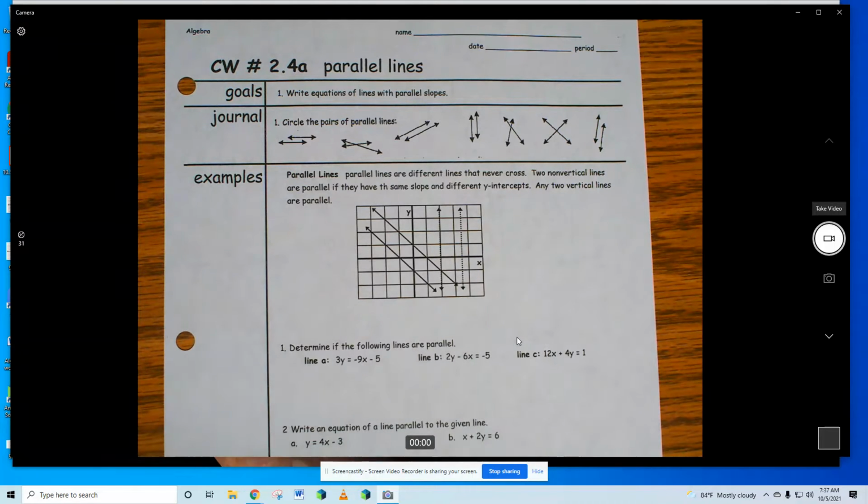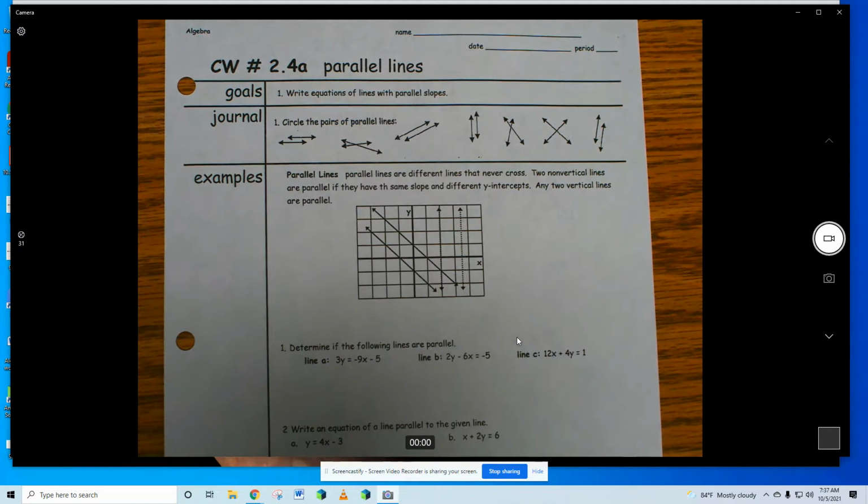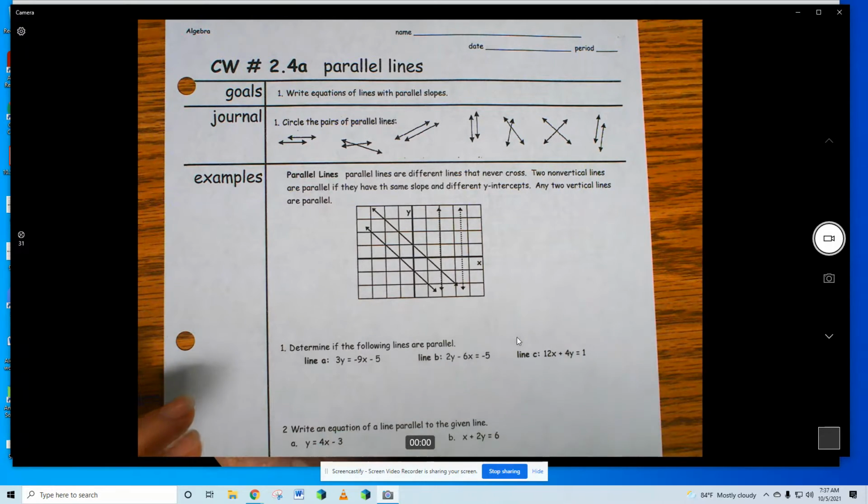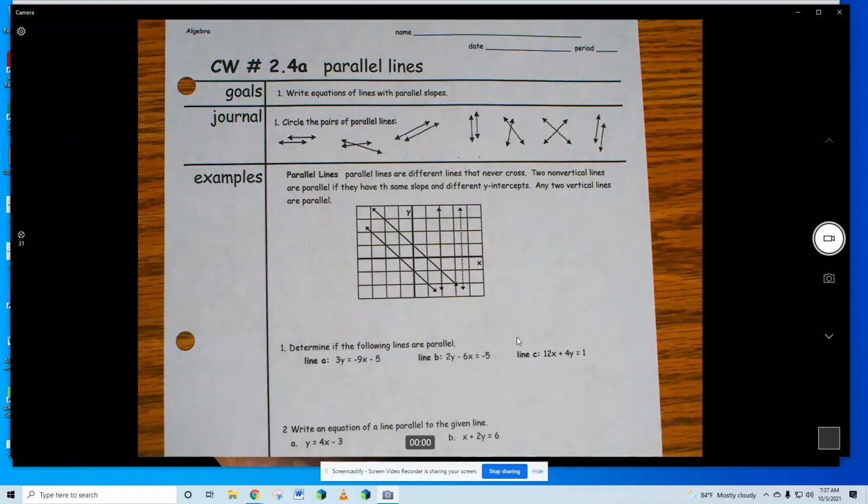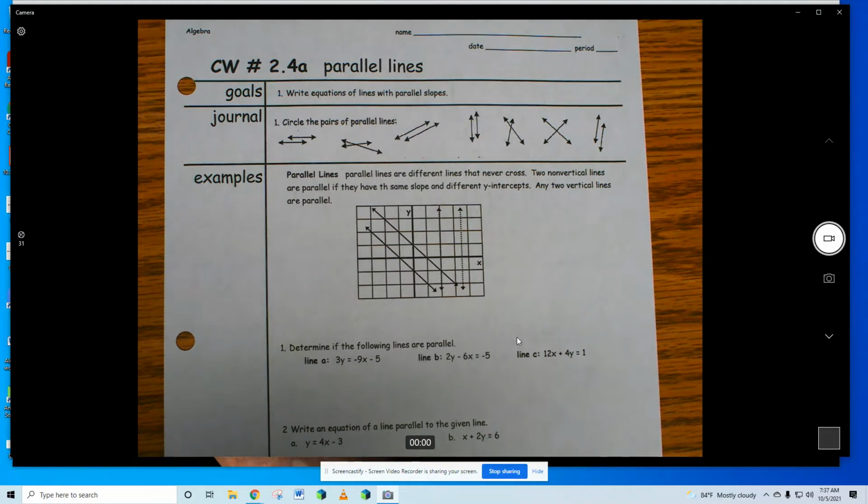We are finishing up chapter 2. We have just 3 lessons left to go. We're talking about parallel lines today. And as a class, we just had some volunteers that told me some key features of parallel lines. Some important things about parallel lines are they are lines that never cross.